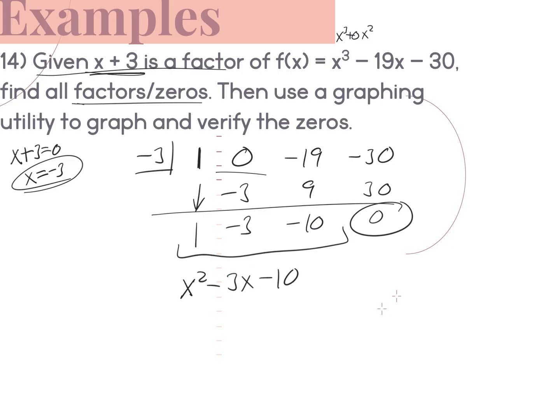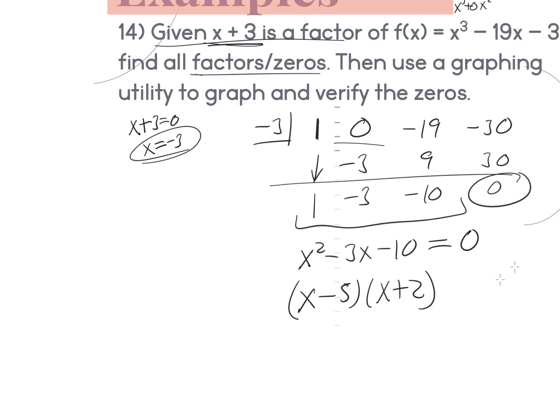How do I know that? Because my original problem had an x to the third, so then my quotient is going to be 1 degree less. And then if I want to find all of the zeros and the factors, I'm going to set this equal to 0 and solve. So x squared minus 3x minus 10 is going to factor as x minus 5 and x plus 2. So these are my factors, and I'll write that off to the side.